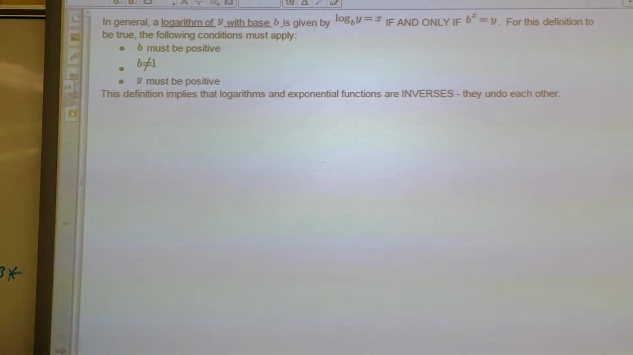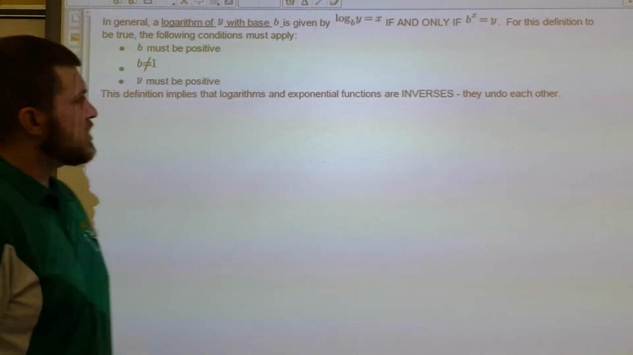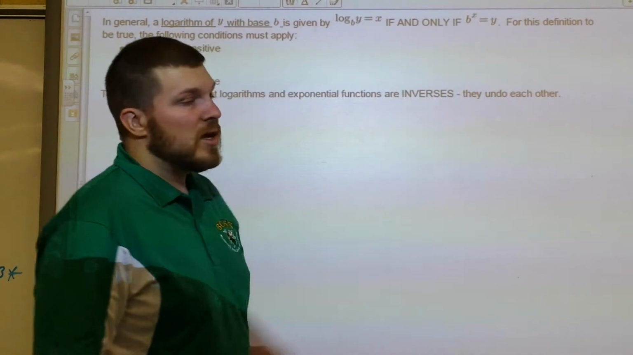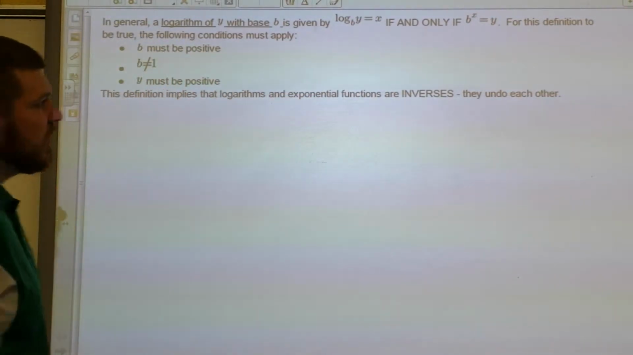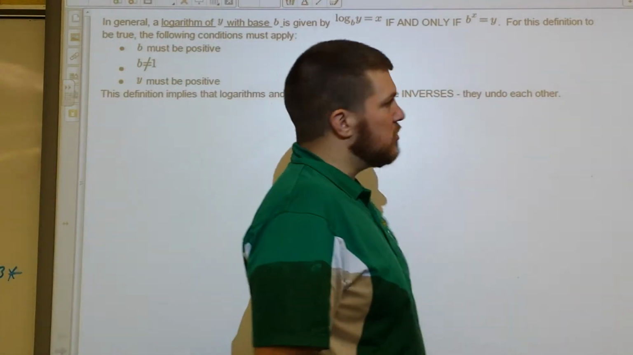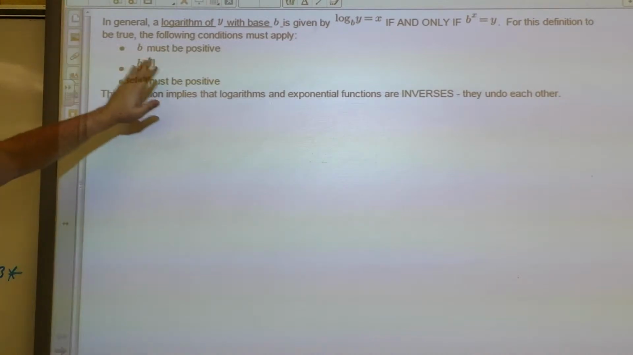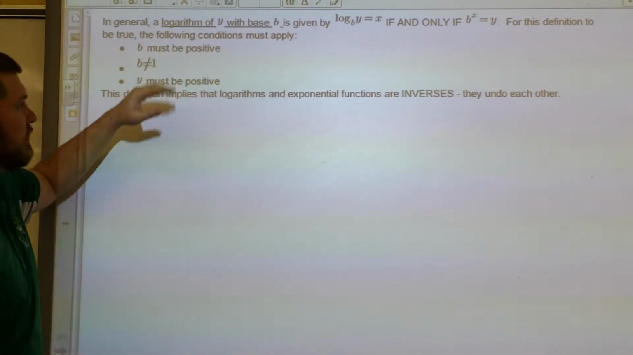So in general, a logarithm of y with base b is written as log base b of y equals x. And this is true if and only if b to the x power equals y. For this definition to be true, the following conditions must always apply. If they don't, forget about it. You don't have a logarithm.